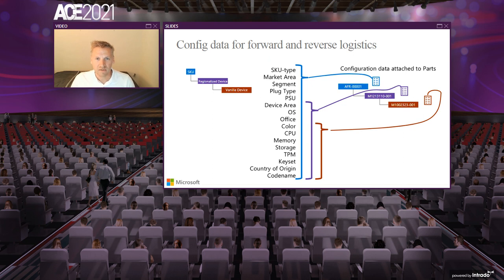So starting from the bottom, vanilla device, there's a CPU, memory, storage, TPM, a key set, country of origin, code name, and color. That data set gets attached to the resulting part. And the next layer adds a few parameters, so device area, OS, and Office, and that gets attached to the next layer. And then on the top, there's a SKU type, market area, segment, plug type, and PSU, but they share the rest of the parameters.